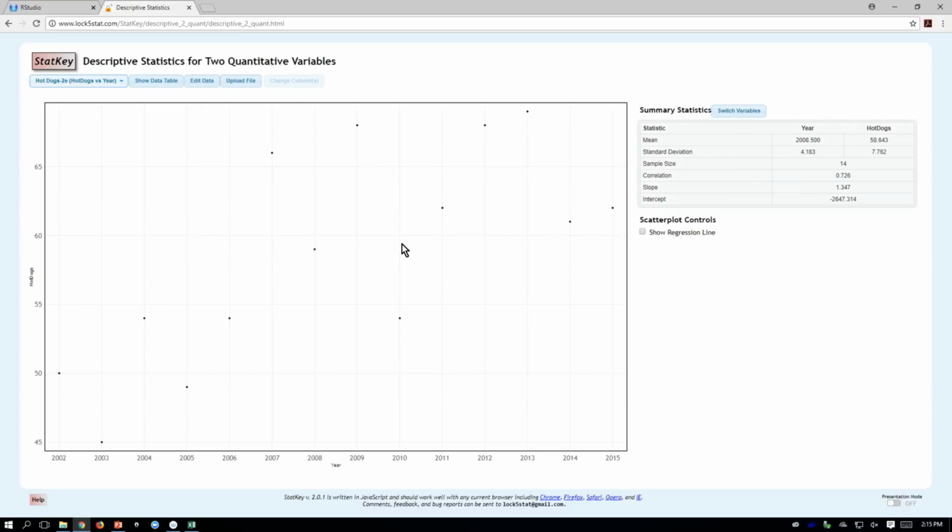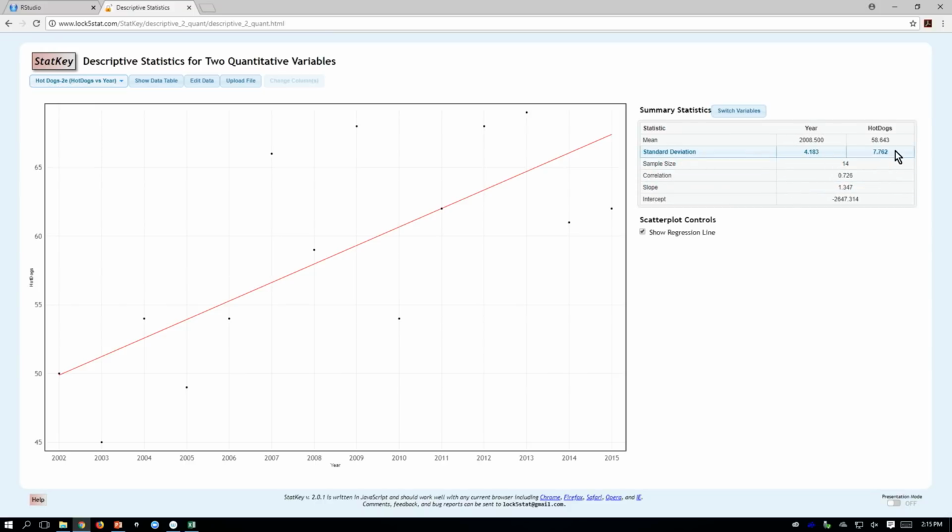This is the hot dog eating contest, number of hot dogs, whoever won. So in 2006, somebody ate 54 hot dogs in a span of I don't know how many minutes. In 2013, somebody ate 69 hot dogs, which seems incredible to me, and my guess is they probably threw up afterwards. So, first of all, let's show the regression line. So there we have the regression line, and we look over here. We have standard deviations of x and y, sample size, there's our correlation, there's our R, there's our slope.